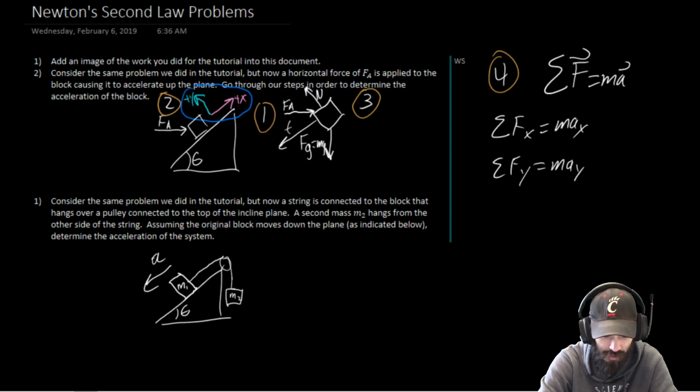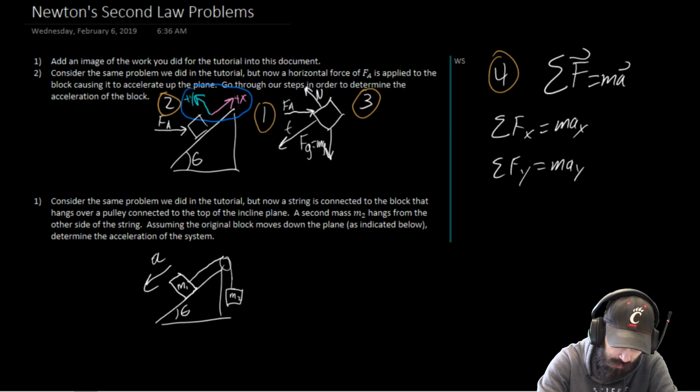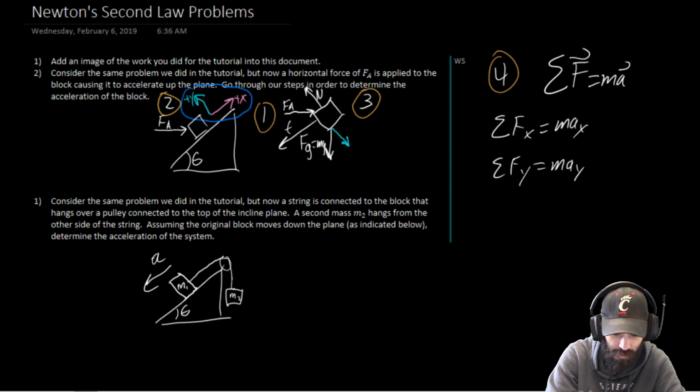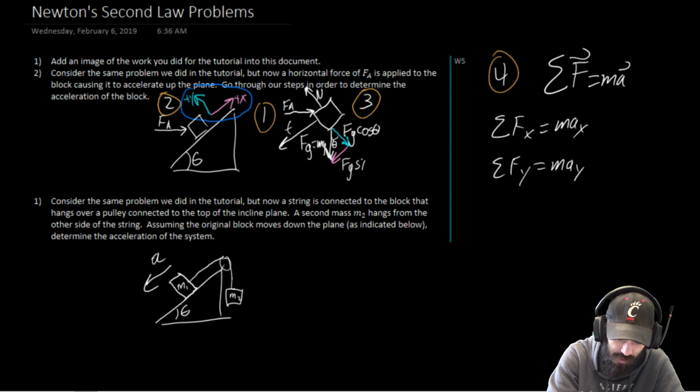So in order to do this, I'm going to break some of these vectors into components. Here is the y component of gravity, per the way that I'm defining gravity, and here is the x component of gravity. This angle right here is the angle theta, so this is going to be Fg times cosine of theta, and this is going to be Fg times sine of theta.